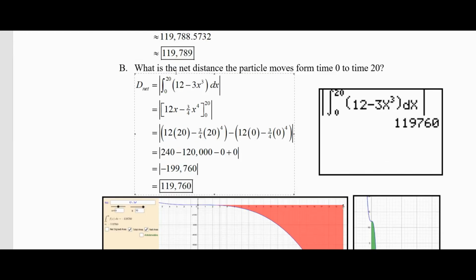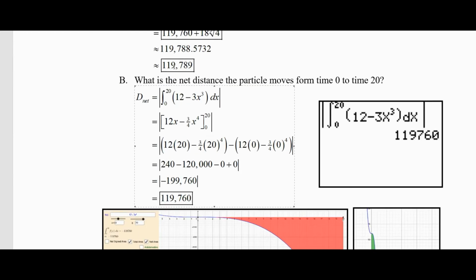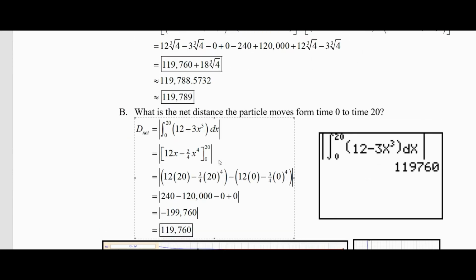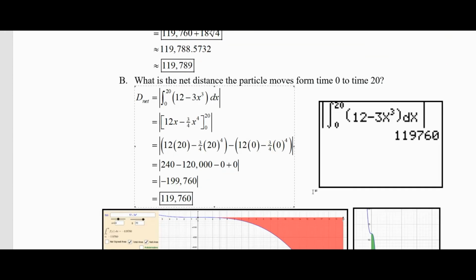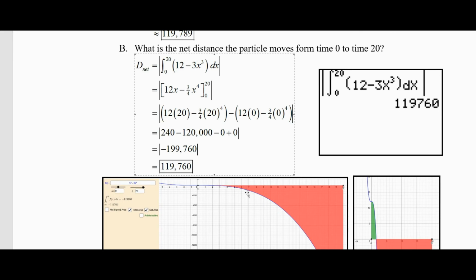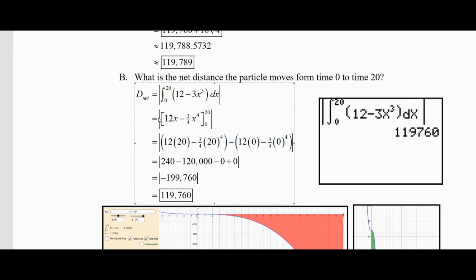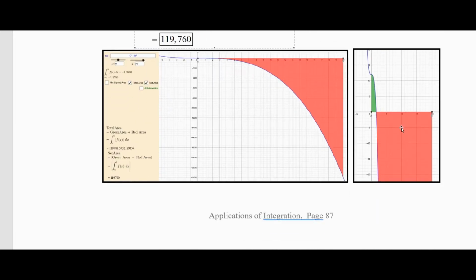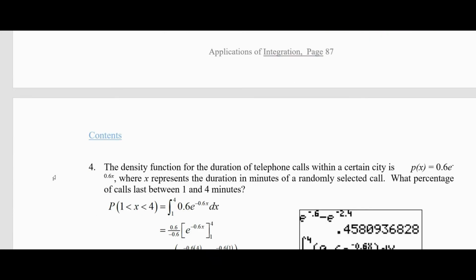This is the total amount of time we traveled. So we traveled to the right a little bit, then we went back to the left a lot. So the first one is the green area plus the red area. The integral is the green area minus the red area, and the second answer here is the absolute value of that, which turns out to be the red area minus the green one.